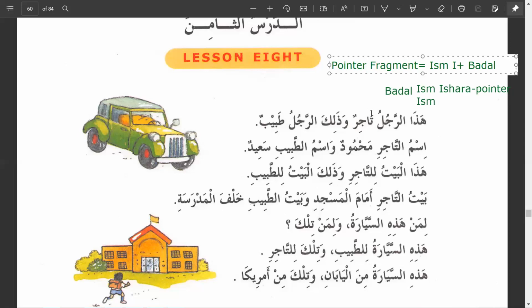You know why we are studying fragments? Because when fragments come, both the components of the fragment go together. So haza, this, and man, badal, go hand in hand because this is a fragment. So if haza is muqtada, then ar-rajulu is also muqtada, because they are connected in a pointer fragment. This is a fragment and this is the khabar, the information. Are you getting the point? So hadha rajulu, these two words are connected: this man is a trader.